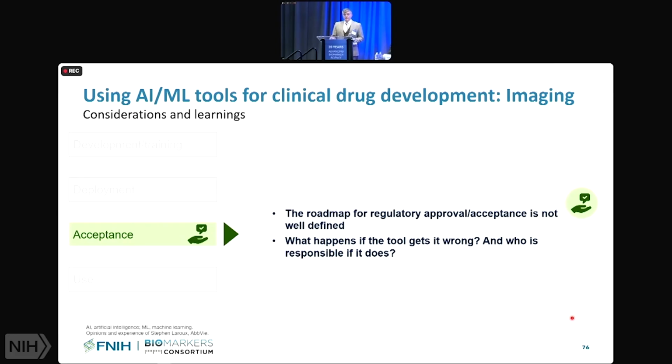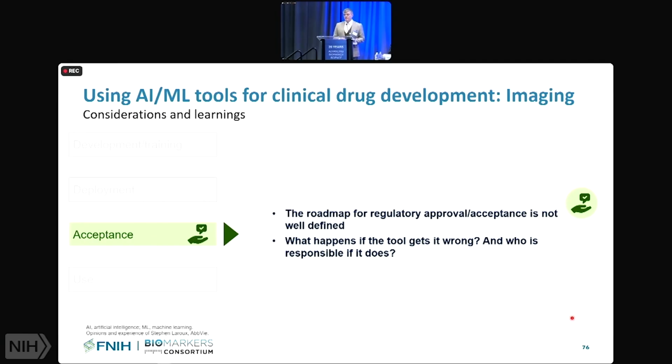The second one is the real kicker. And this is what makes a lot of people nervous. What happens when the tool gets it wrong? Now, in the inflammatory space, it is not as critical, but if you go back to oncology, if the tool gets it wrong in oncology, there are real-world consequences. And if it does get it wrong, who's to blame?